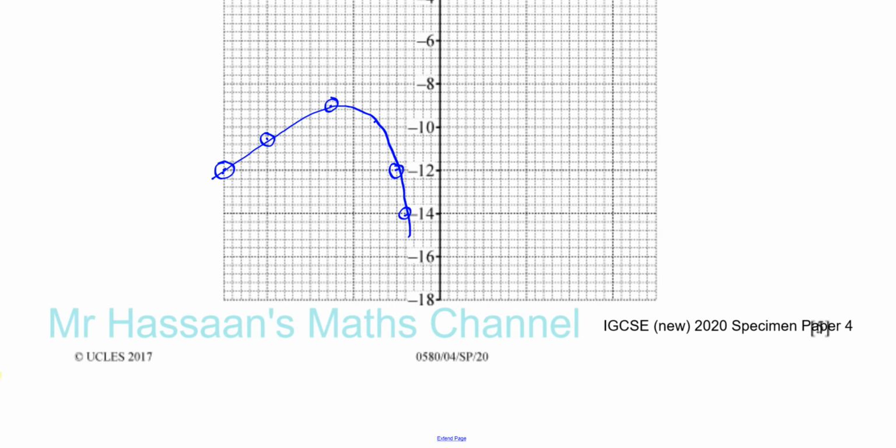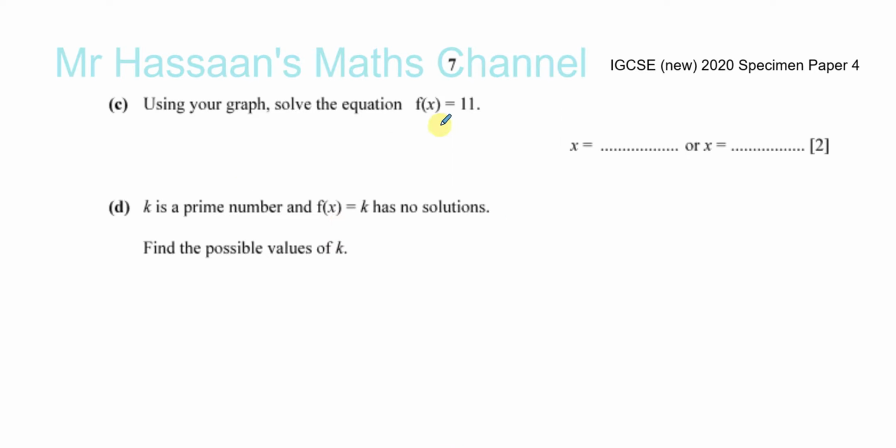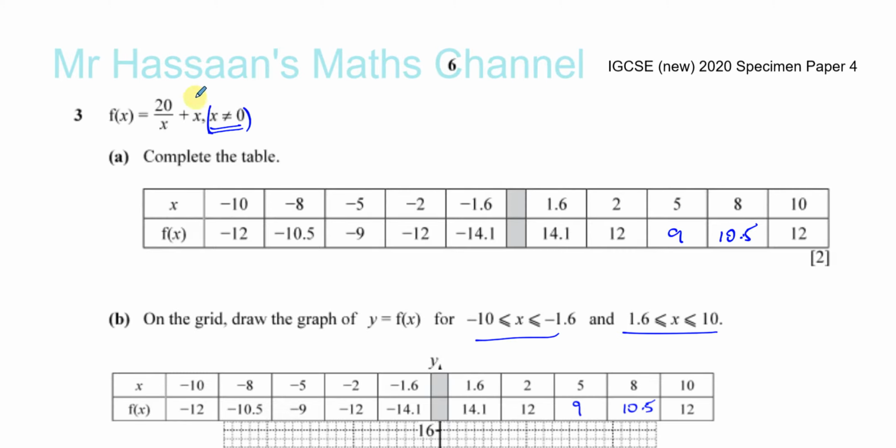Now we can go on to part C. It says, using your graph, solve the equation f(x) equals 11. So basically, we're solving the equation f(x) equals 11. Remember, what we've drawn is y equals f(x). So f(x) equals 11 is when this graph meets the line y equals 11. That's what it means.